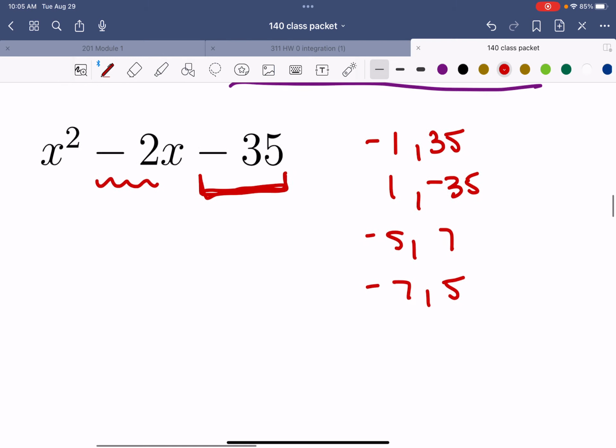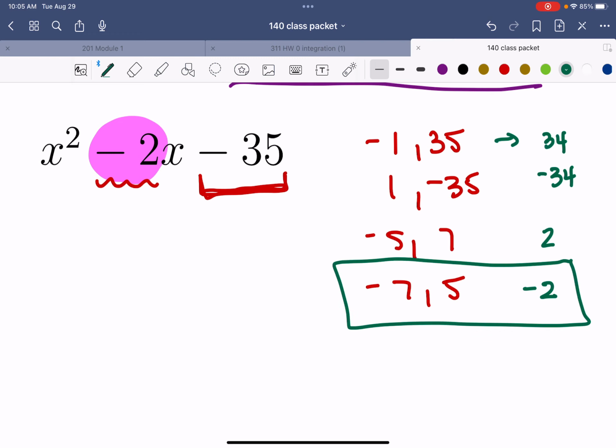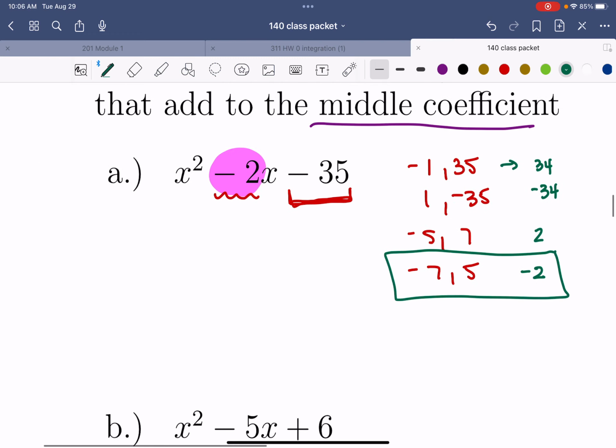The question is, do any of these add up to negative 2, right? I'm trying to add to the middle number. So if I add these, this is going to give me 34. This will give me negative 34. This will give me positive 2. And this one is the magic one that gives me negative 2. So that's what I want. I want negative 7 and 5. So when that happens, my answer then is x minus 7 and x plus 5. So I take these two numbers and they become the part of my binomial.